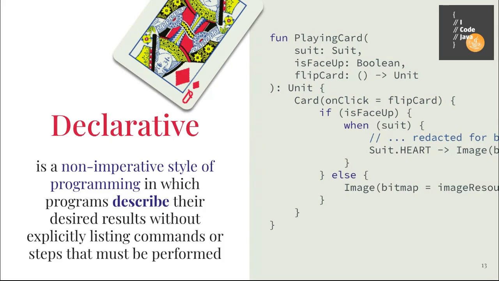Now, declarative, the way they define it, is the opposite of imperative. So a declarative language is a non-imperative style, right? That means it's not a sequence of commands, in which a program describes the desired results without explicitly listing the commands or steps that must be performed.